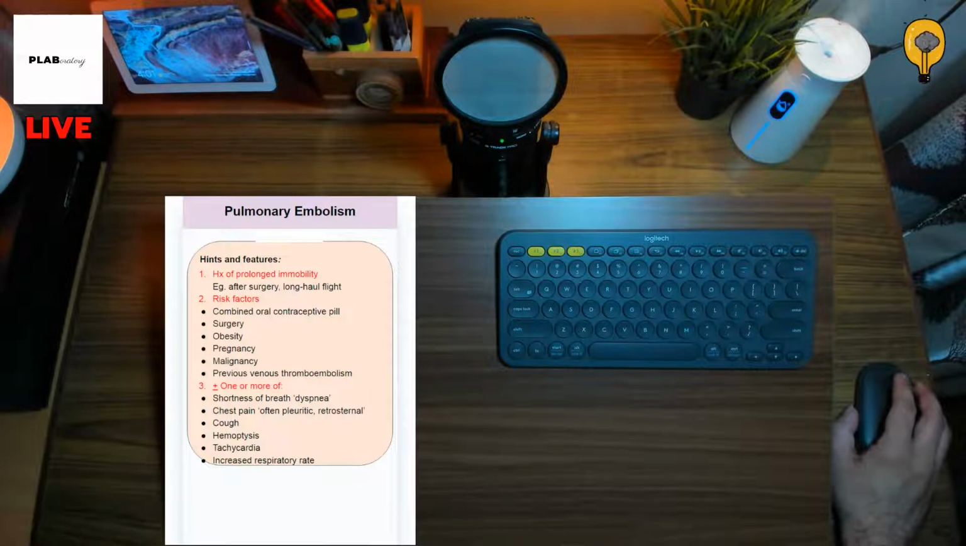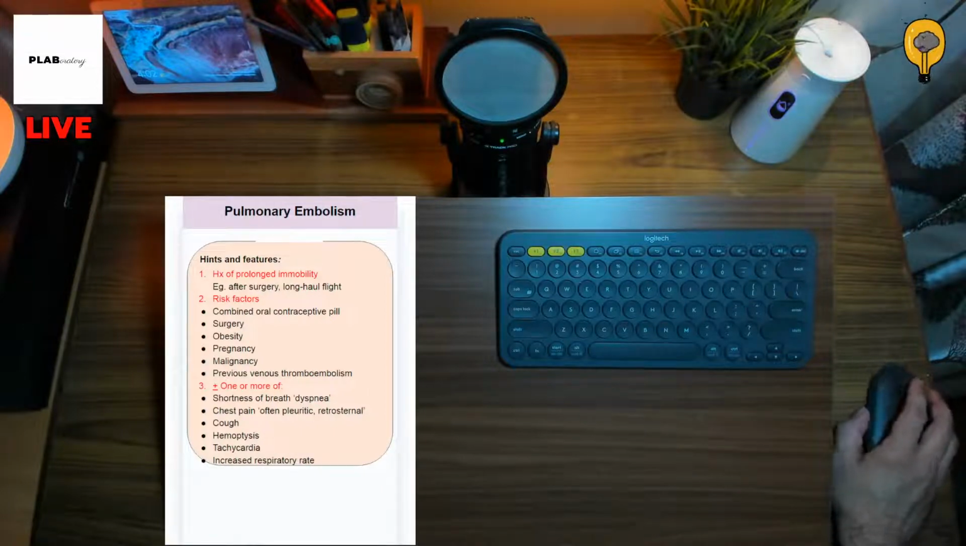And all we need to remember in terms of diagnosis and management in context of this exam is that CTPA is the gold standard for the diagnosis of pulmonary embolism, and that immediate administration of therapeutic anticoagulation must be given once the pulmonary embolism is suspected, even before CTPA.